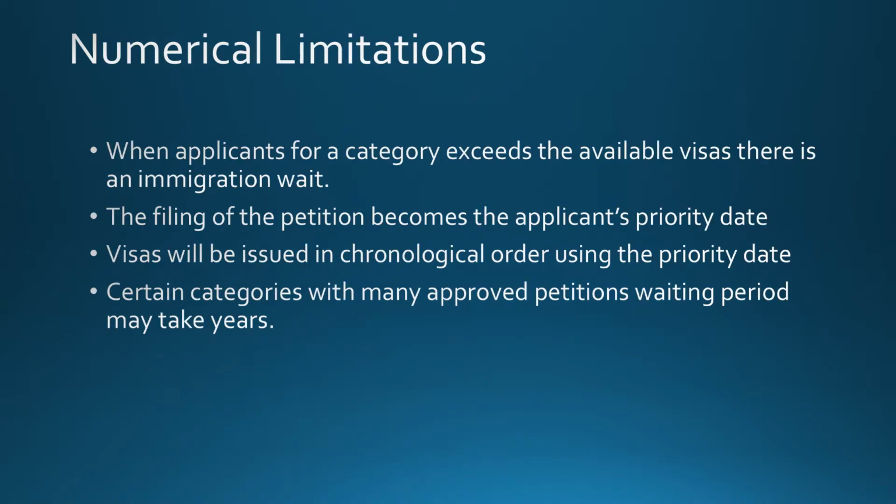You might be asking yourself, what happens if the numerical limitation on family preference immigrants reaches its max? Well, whenever the number of qualified applicants for a category exceeds the available immigrant visas, there will be an immigration wait. In this situation, the available immigrant visas will be issued in the chronological order in which the petitions were filed using their priority date. In certain categories with many approved petitions compared to available visas, there may be a waiting period of several years or more before a priority date is reached.